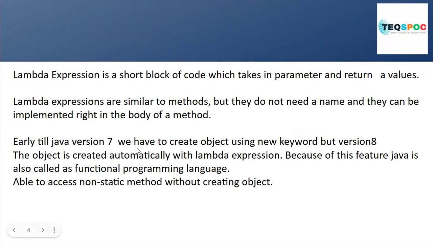Earlier, till Java version 7, we could create the object using the new keyword, but from version 8 onward, the object is created automatically with the lambda expression. Because of this feature, Java is also known as a functional programming language. And we can access the non-static variable without creating an object.